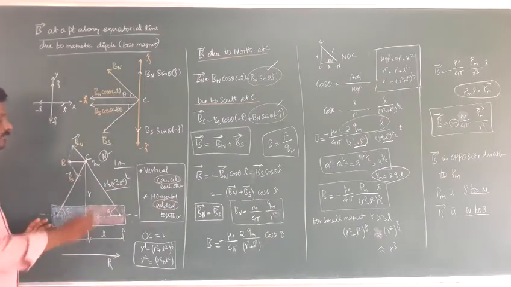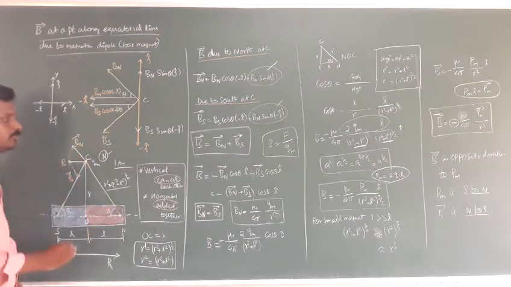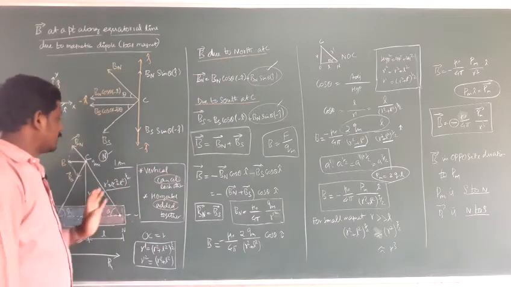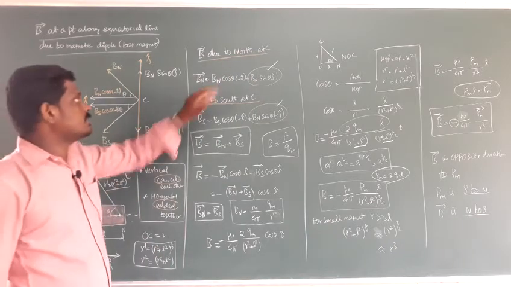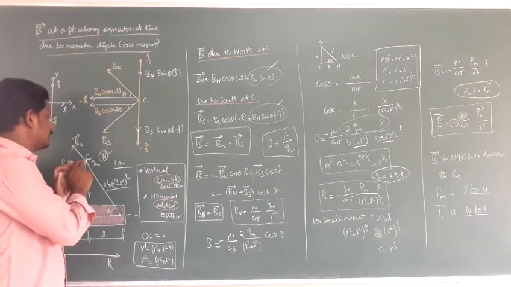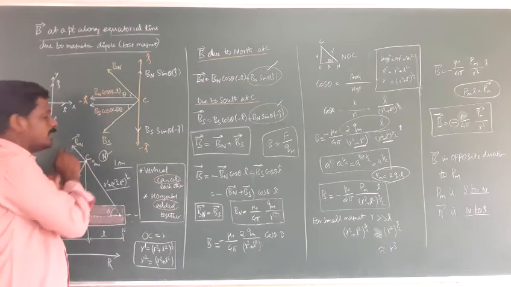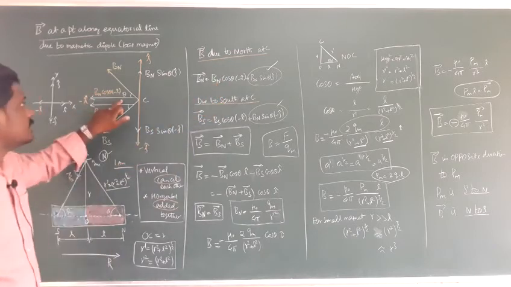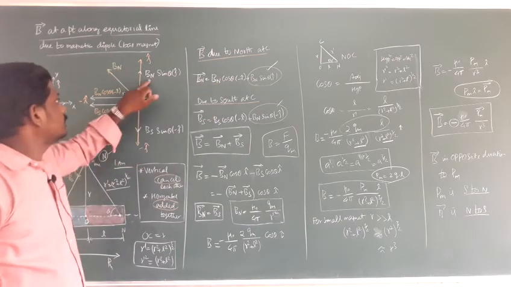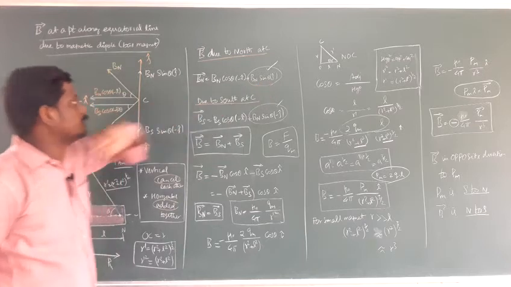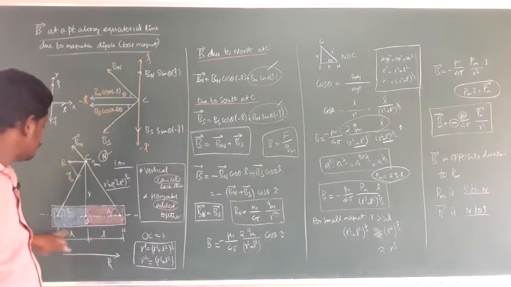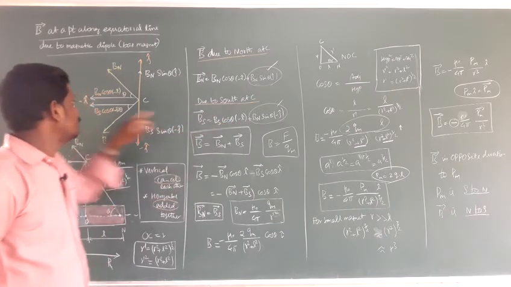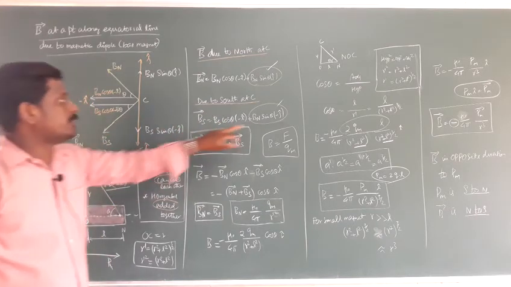Proceeding, what is the magnetic field at point C due to the north pole and south pole? The magnetic field due to the north pole at C has two components, horizontal and vertical: BN cos theta minus i cap plus BN sin theta plus j cap. Due to the south pole, the magnetic field is BS cos theta minus i cap, BS sin theta minus j cap.